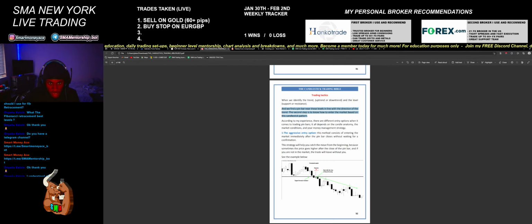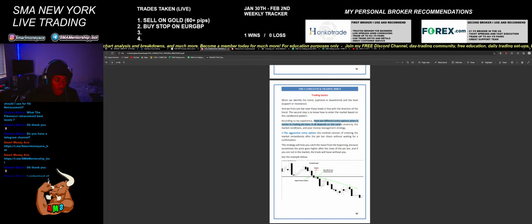According to my experience, there are different entry options when it comes to trading pin bars. It all depends on the candle anatomy. And I think this goes back to what I talked about the other week. The pin bar is probably the most powerful candlestick pattern, or the evening star, morning star. It doesn't matter how you want to combine that candlestick, because it shows you that whoever is in control in the market is losing control for a huge reversal in the market, or a retracement.